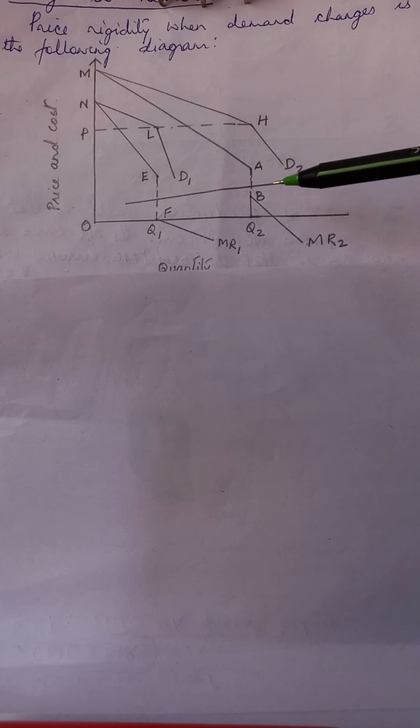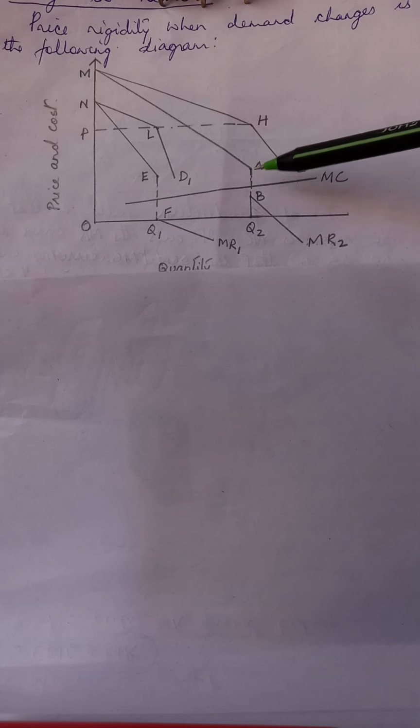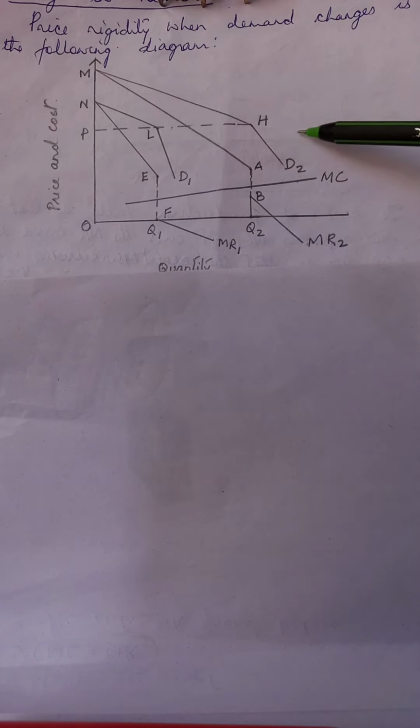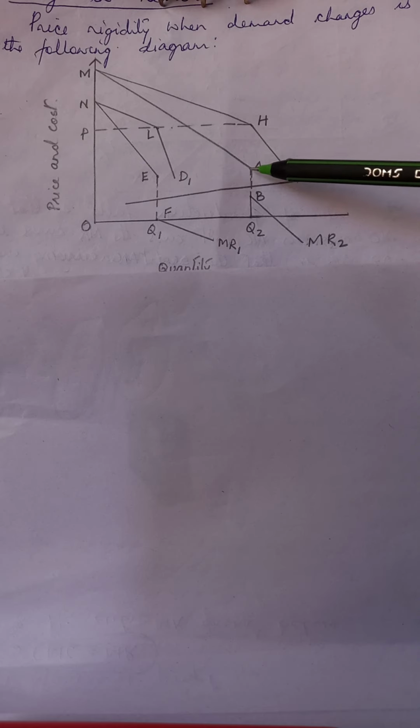But like what I've been telling you, this gap AB will continue to become smaller and smaller, and once the marginal cost curve cuts the marginal revenue curve above the point A, there will be a change. That means there will be an increase in price and a reduction in the quantity supplied, or in the output.